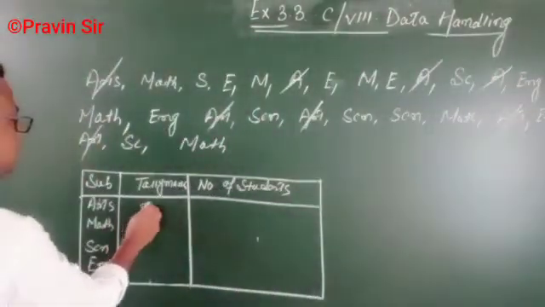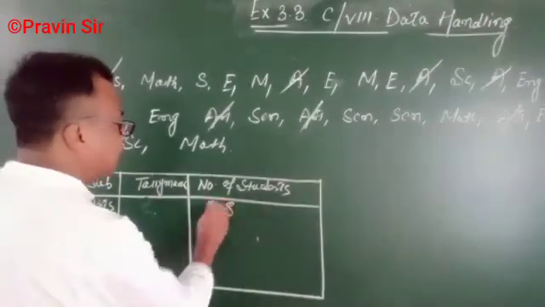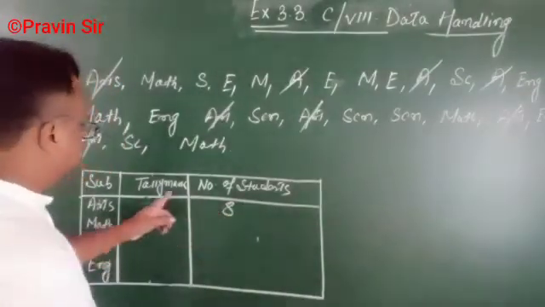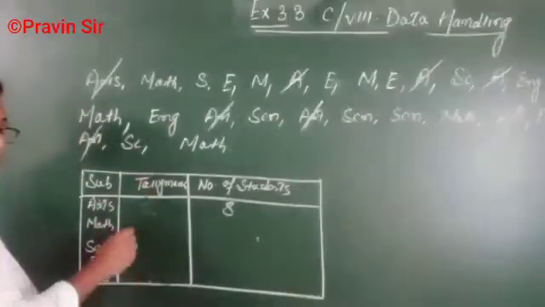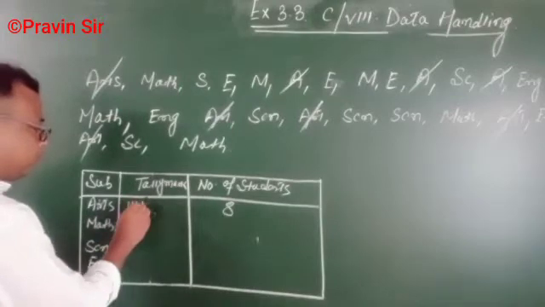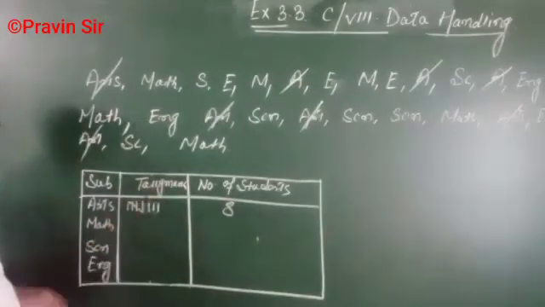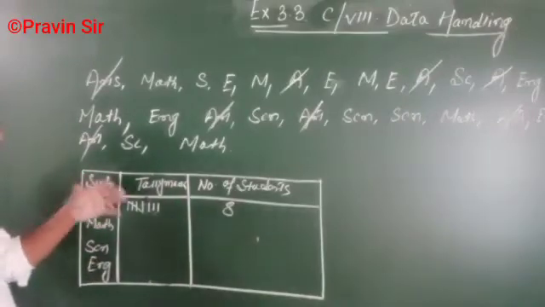So 8 students like what? Arts. So here you have to write the tally marks like this: 1, 2, 3, 4, 5, 6, 7, 8. That you already know, that is how to write the tally marks.